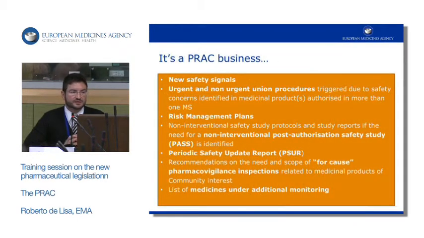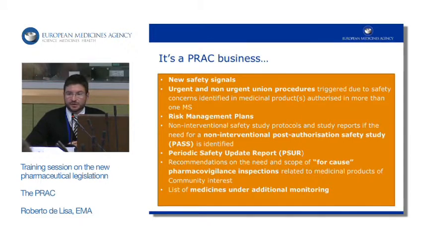What are the specific tasks? The PRAC is reviewing new safety signals that can arise from the analysis of databases of adverse drug reactions such as EudraVigilance or national databases, as well as the literature, for example. Then we have urgent and non-urgent union procedures, where a formal European procedure is triggered by a member state for a full review of a product. And we have two types. Basically, the main difference is the time frame to address the issue. One is a short procedure of 60 days, and the other one is a longer one.